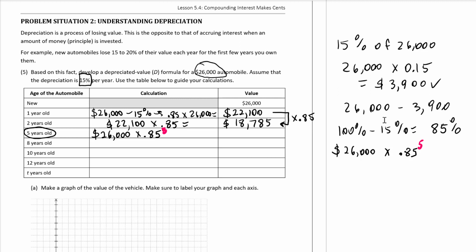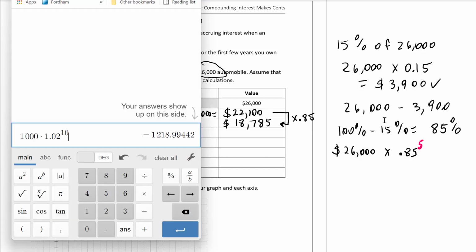Now, if you're wondering, let me show you this. 0.85 to the power of 5 equals 44%. You know what that means? That means in five years, your car is going to be worth 44% of the value that it was before. So it means it's going to lose more than half of its value.